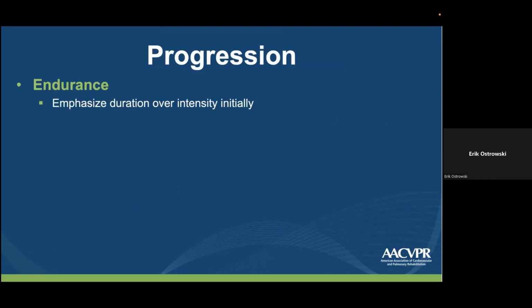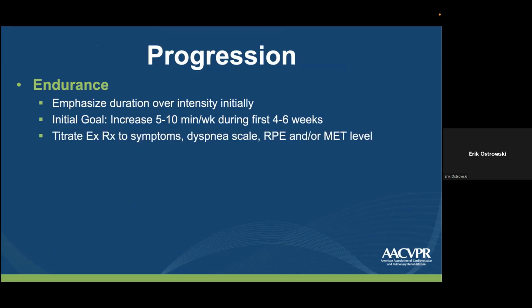So the progression recommendation for endurance exercise is to initially focus on increasing individuals' duration of exercise per session over their intensity. So a really great initial goal for our patients would be to increase their exercise 5 to 10 minutes per week during the first 4 to 6 weeks, and then titrate the exercise prescriptions to their symptoms, to the dyspnea that they're giving you, the RPEs that they're providing you, or the calculated MET levels that you do with them.